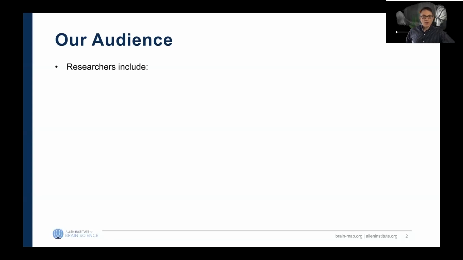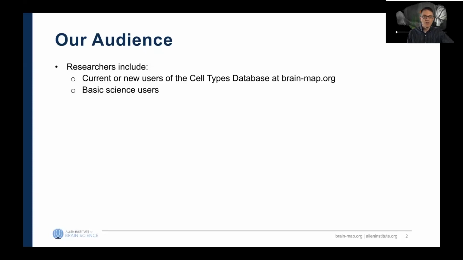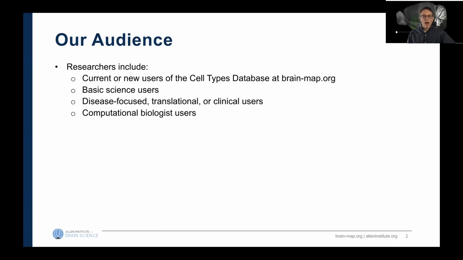At the beginning of these presentations, we like to connect with our diverse audience. And we know that the researchers in the audience include current or new users of our Cell Types database at brain-map.org. Many of you are basic science users, but some of you are also focused on disease, translational work, or maybe even clinical research. And we know that computational biologists comprise a large portion of our users. And so we aim to provide useful information to all of you.